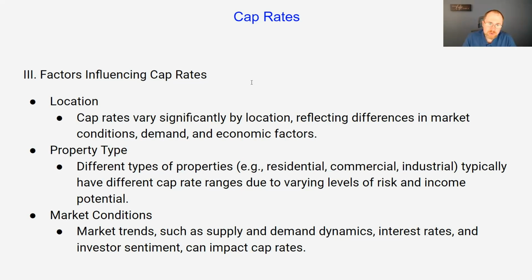And conversely, less desirable areas will have higher cap rates. Meaning, if you think about the definition of the cap rate, if you have the same net operating income, for a property that is in a low cap rate area, the value of the property will be higher. And conversely, same NOI, high cap rate area, the property value will be lower.